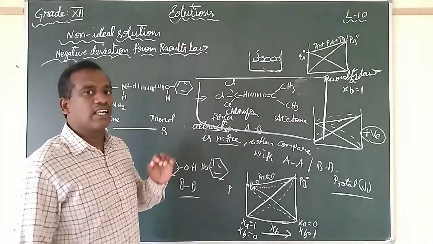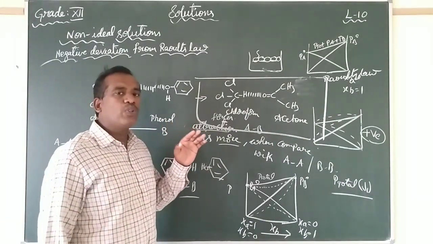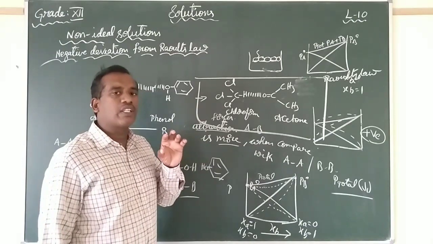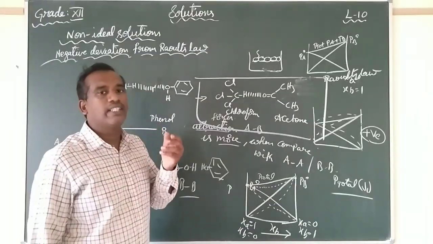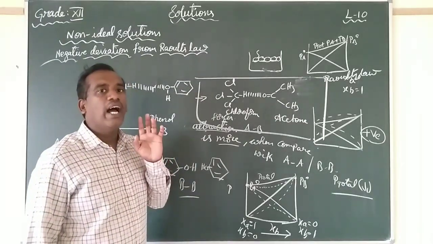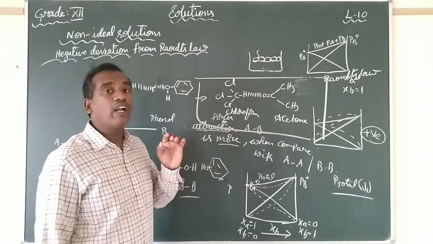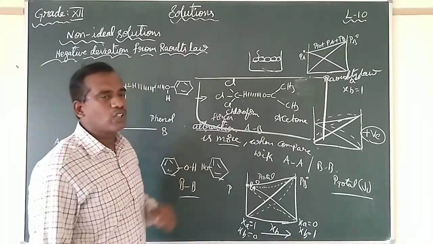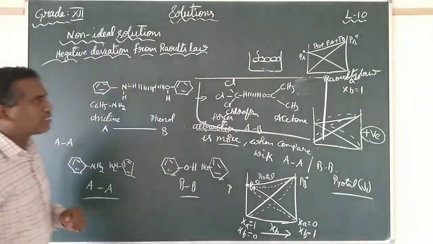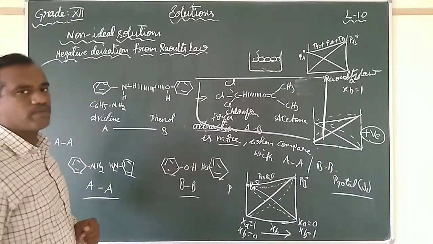So we have discussed these solutions that show negative deviation from Raoult's law or the positive deviation from Raoult's law. They are together called as the non-ideal solutions. So let's take up the next point here.